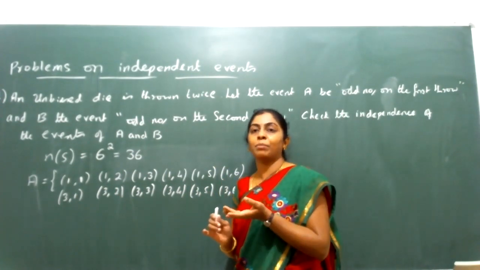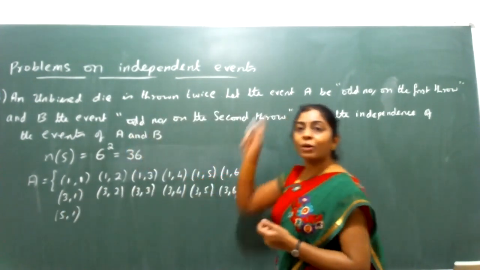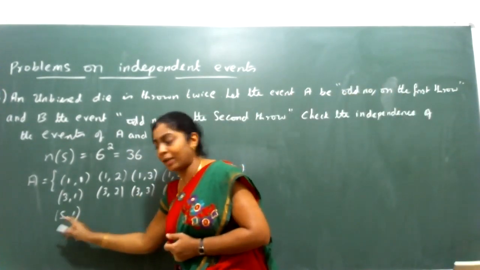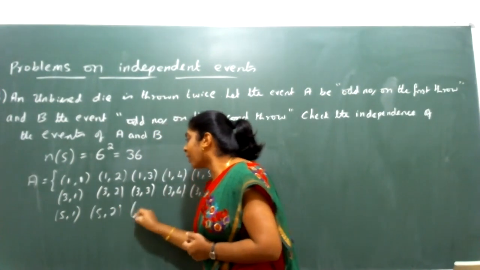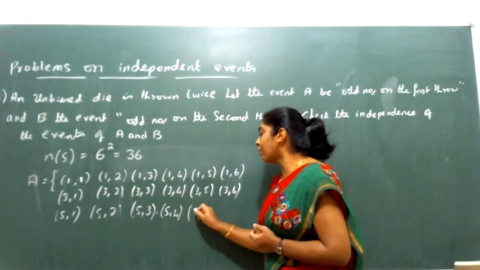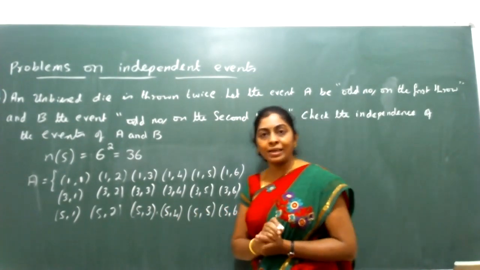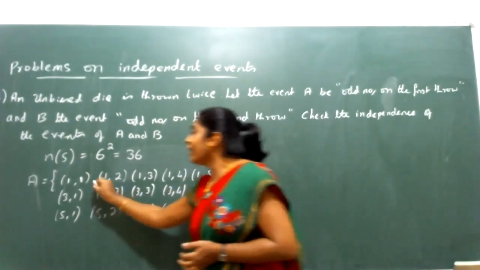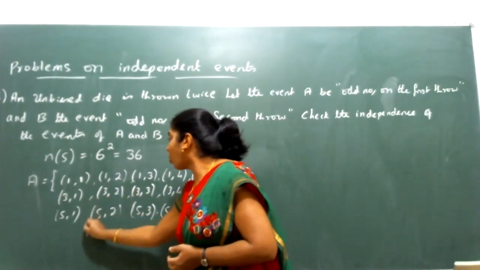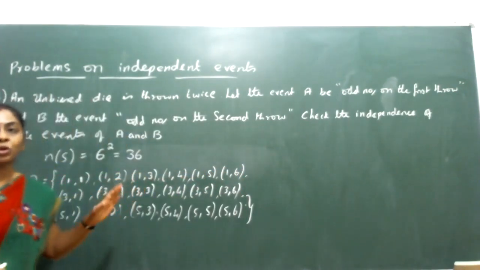What is the next odd number we have? 5. So I consider 5 on the first throw because I want an odd number on the first throw in event A. So 5 is an odd number: 5 comma 1, 5 comma 2, 5 comma 3, 5 comma 4, 5 comma 5 and 5 comma 6. So these are the possible cases I can consider in event A. So this is the set we get.